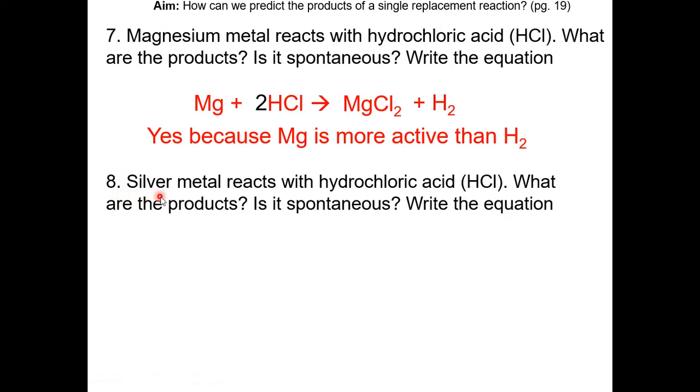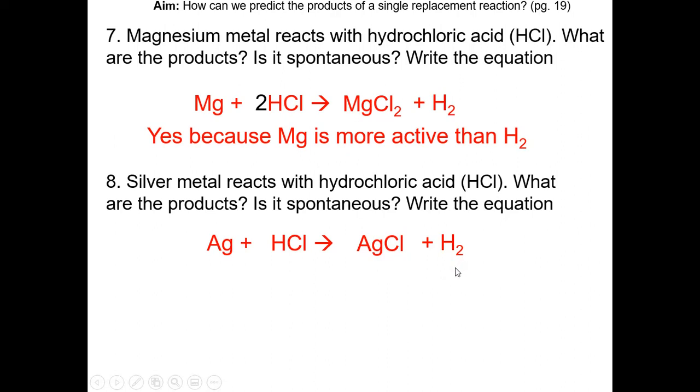Question 8. This time, we have silver metal reacting with hydrochloric acid, HCl. What are the products? Is it spontaneous? Write the equation. So we have silver reacting with HCl. This is a single replacement reaction. Silver is going to displace the hydrogen and bond with chlorine. So by using the crisscross method, you'll get silver chloride plus H2. H2 is a diatomic element, so it's always found in pairs. So the products are silver chloride plus hydrogen.